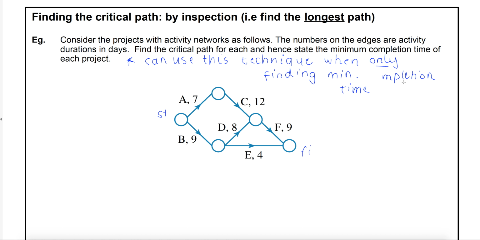Okay, so what I want you to do is list the paths just on the side there. List the paths that are possible from start to finish. What have we got? We've got A, C, F. That's one path. We've got B, D, F. And B, E. Obviously, some networks will be a lot larger and there can be lots of different possible paths. In those cases, I probably wouldn't use this technique. I'd use the other one that I'm going to show you shortly. Okay, what is the length of ACF?